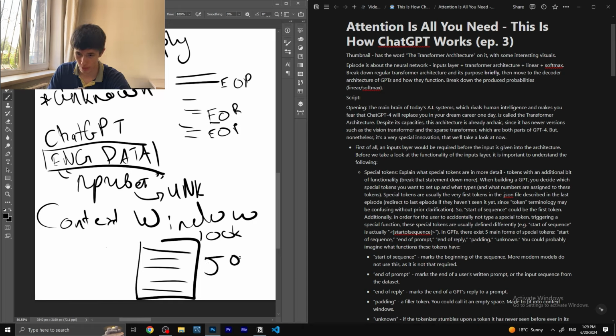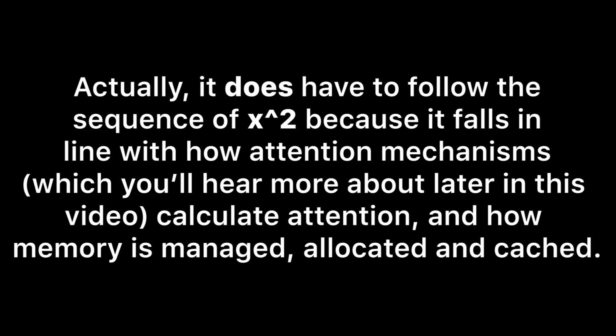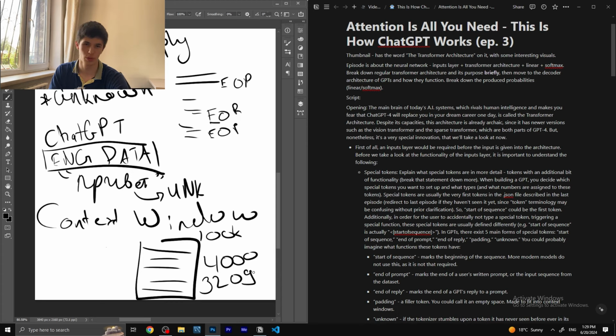It can just be like 500 or something, but that's very little. It can be like 4,000 or 32,000 exactly on the dot, like for GPT-4, I believe. But anyway, you get the point, right? So let me just draw that over there. 32K tokens. So the context window must stay fixed, and that's because of the neural network.